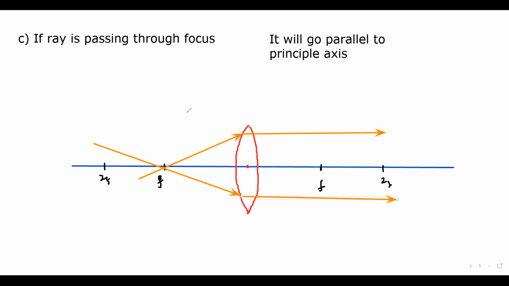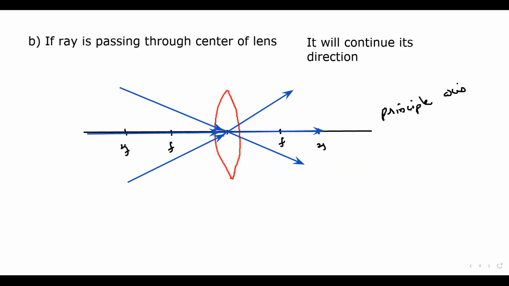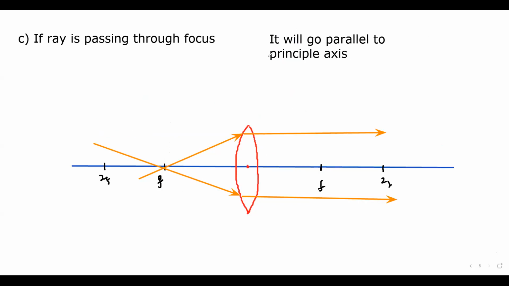So three rays are there, three ways the ray can pass. Number one, if it is parallel, it will converge at one point, focus. If it is passing through the center of the lens, it will pass straight. And third one, if a ray is passing through the focus, it will go parallel. So three ways a ray of light can pass through a convex lens.